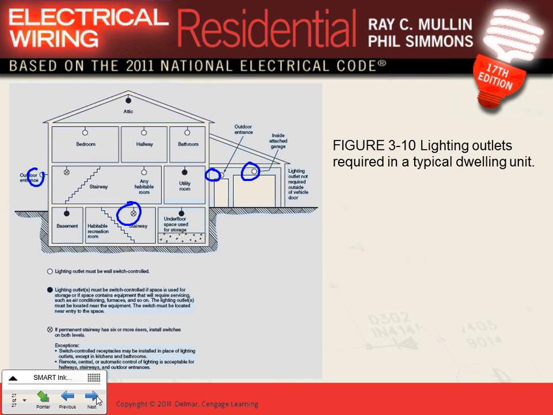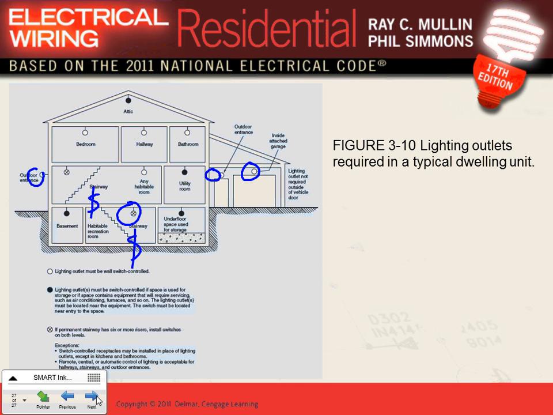The light could be right at the top of the stairway, right next to the stairway, it doesn't matter. But if you have 6 steps or more, you're required to provide a switch at the top of the stairway and another switch at the bottom of the stairway. You're supposed to provide a switch at the top and a switch at the bottom only if you have 6 steps or more.